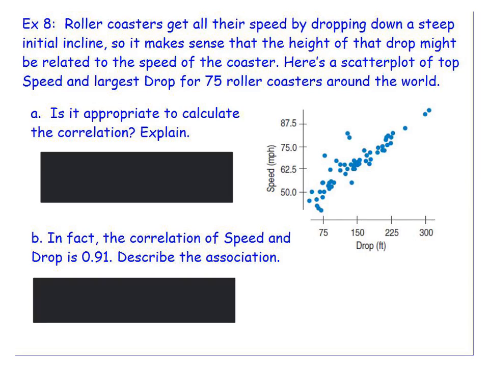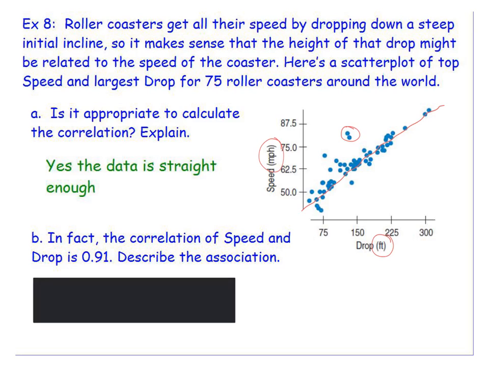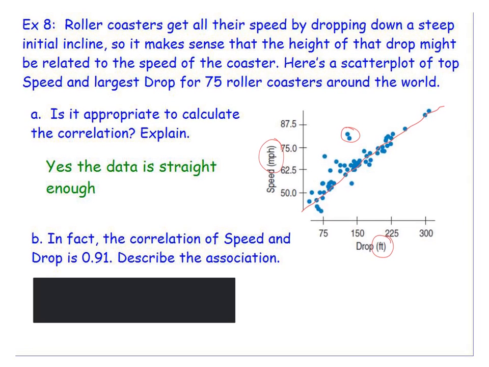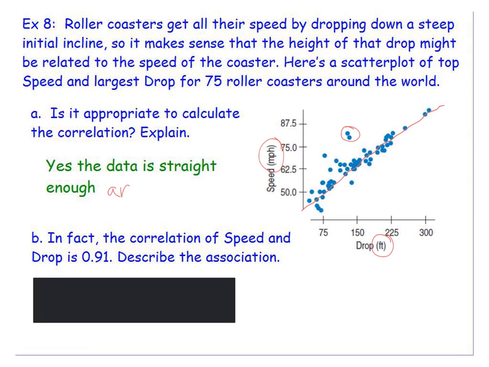Well, there are two requirements. Is the data quantitative? Drop is measured in feet, that's quantitative, and speed is measured in miles per hour. It is also quantitative. That's great. And then the other question is, is the data straight enough? Well, I see a good long straight line there. I see a couple of stragglers over here, but yes, that is definitely linear. So we would say that yes, it is appropriate because the data is straight enough and it is quantitative.